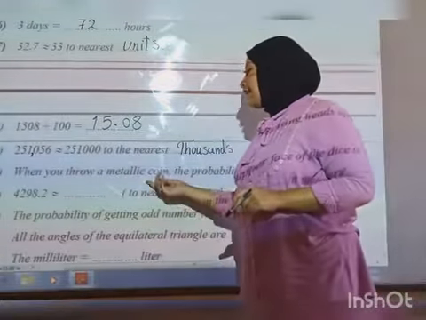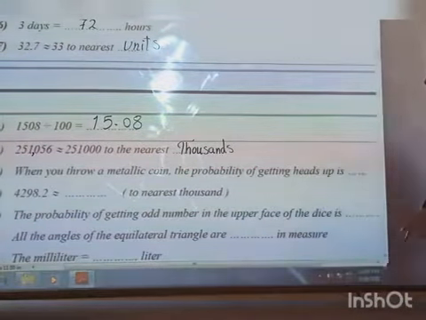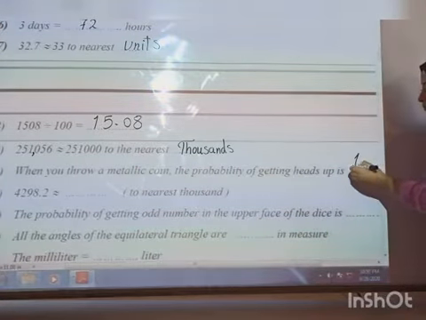When you throw a metallic coin, the probability of getting heads up is half.